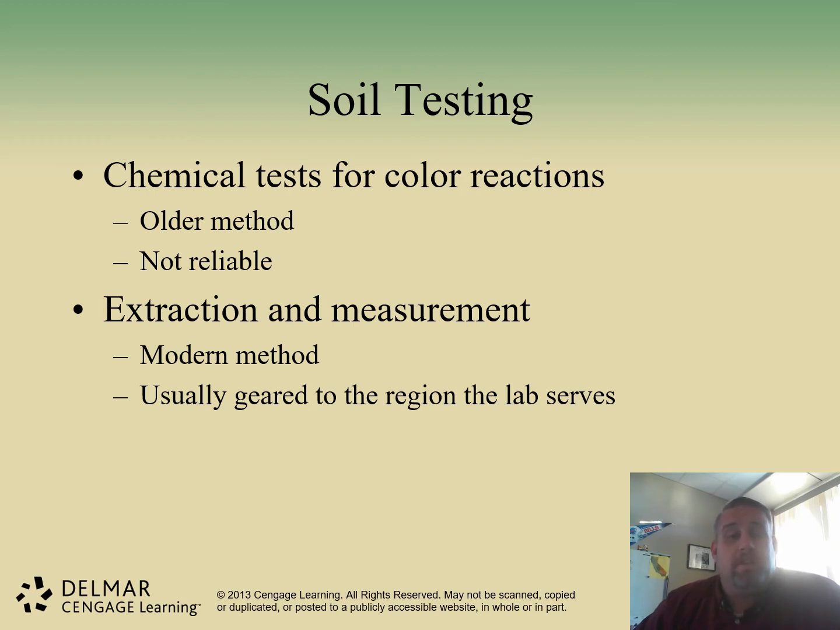So there are a couple different tests. There are chemical tests. This is an older method and it's not very reliable anymore. Now we're using an extraction and measurement method, and this is basically taking those soil particles and putting them into water and extracting all of the nutrients out, utilizing different constituents to pull those nutrients out, and then determining how much is actually within that certain sample.